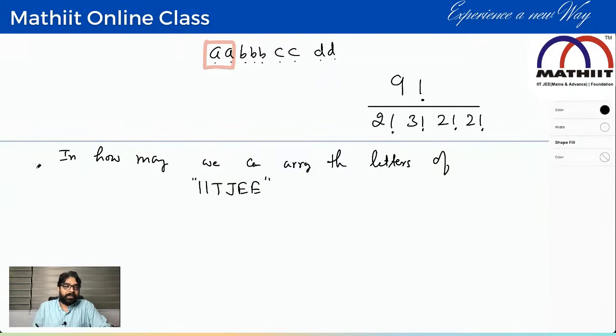See, class 6:30 means 6:30. There should not be a delay of even 1 minute. If you join in between, it will be a problem for you.